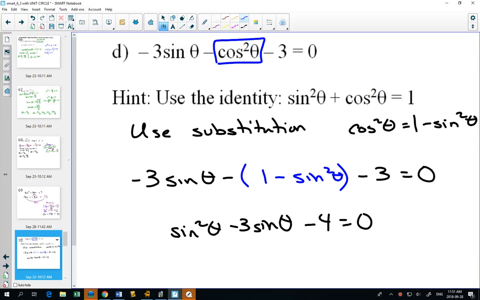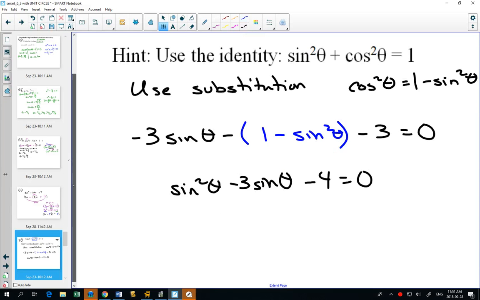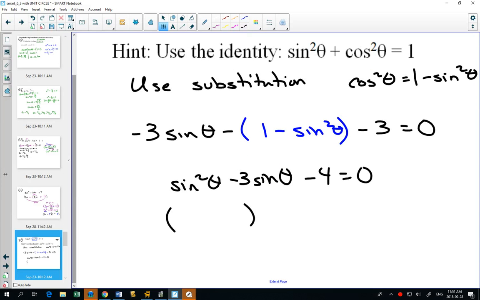And now I have only one trig function. It's like having only one variable. Now I can factor. Sine theta and sine theta. This is easy because it's sine squared at the beginning. That's the only thing that's possible. For 4, it's either 1 and 4 or 4 and 1. Okay? It doesn't matter because both of them are sine theta.